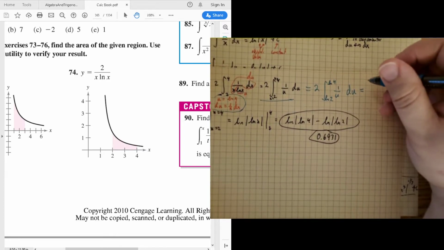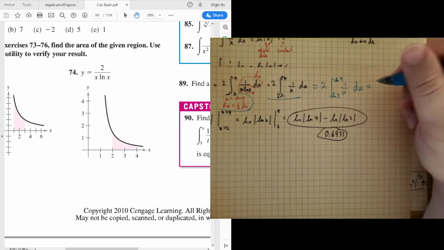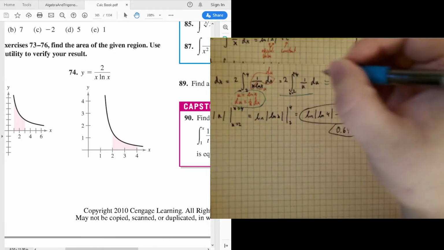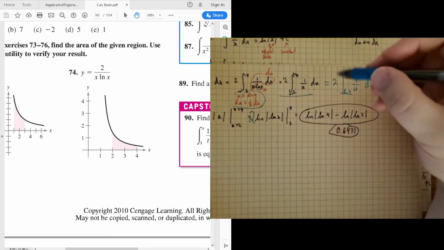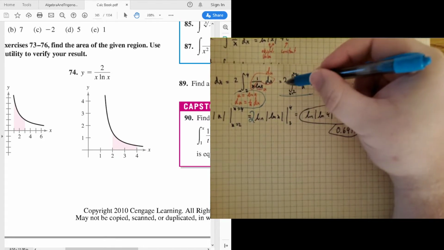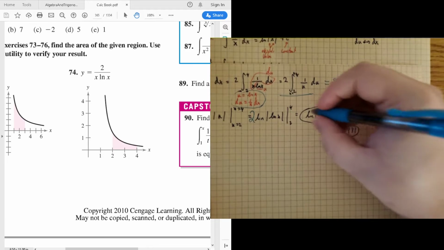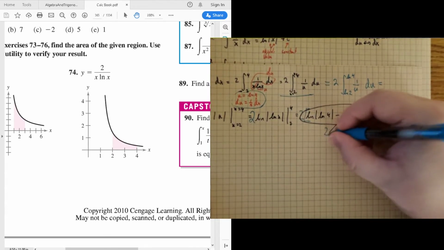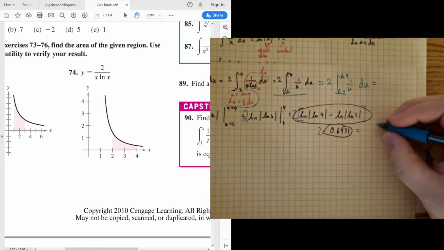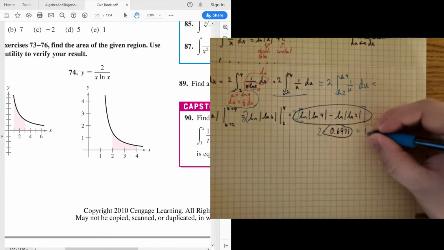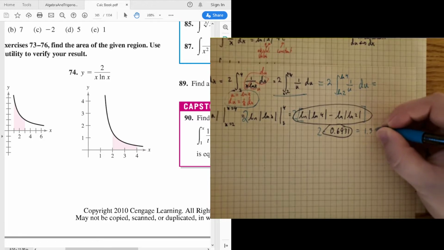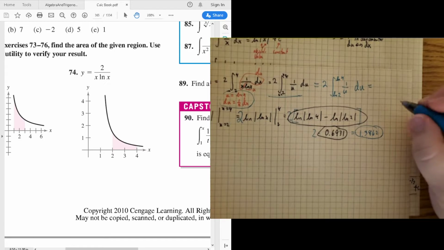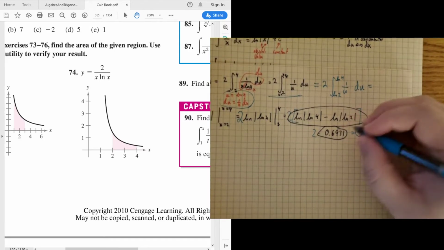Wait a minute. Wait one minute. There should be a 2 here. How could I drop the 2? This should be 2 times all of this. So it should be 2 times that, which is 1.3862. Okay. Making mistakes.